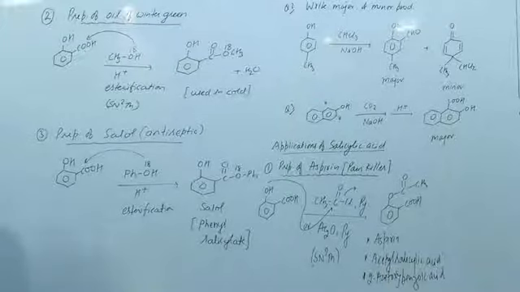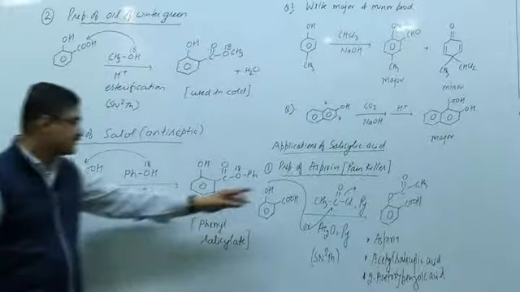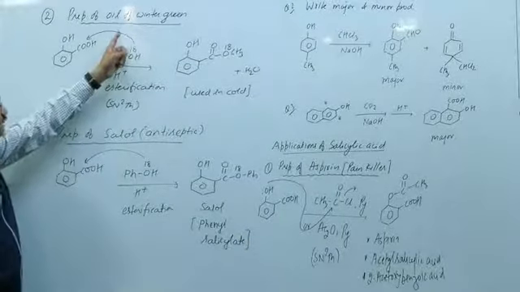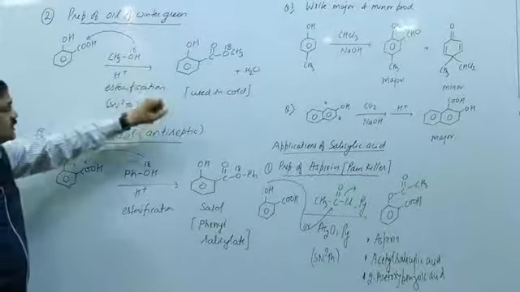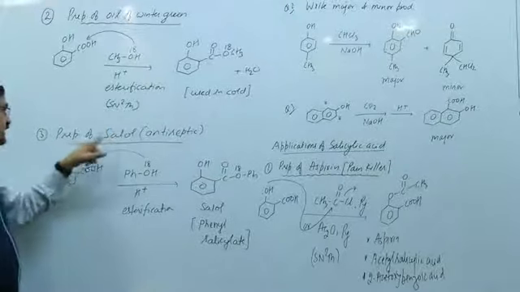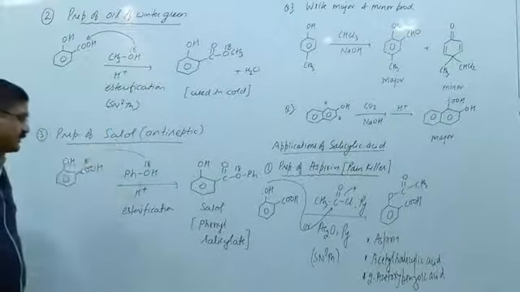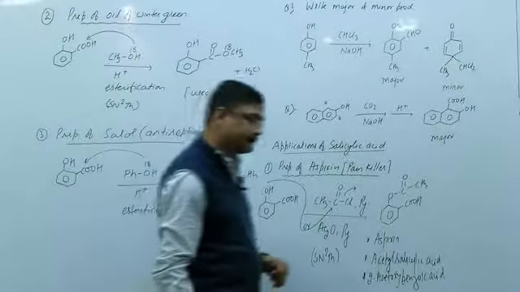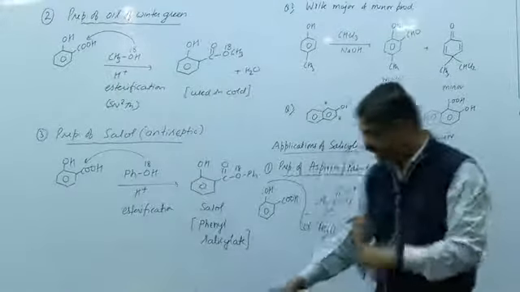So these are the major applications. First was preparation of aspirin, that is a painkiller. Second was oil of wintergreen, that is used in cold and cough. The next one is salol, that is an antiseptic. Salol is known as phenyl salicylate.